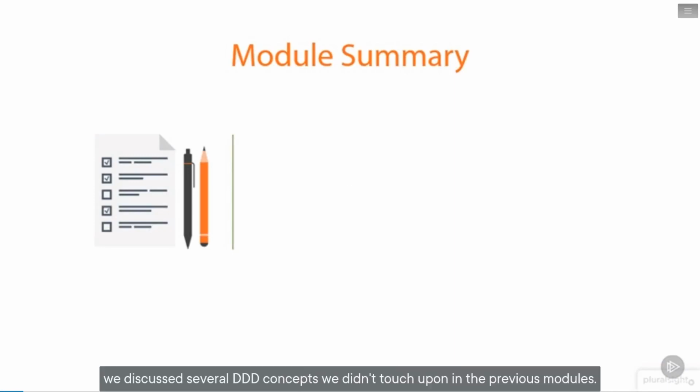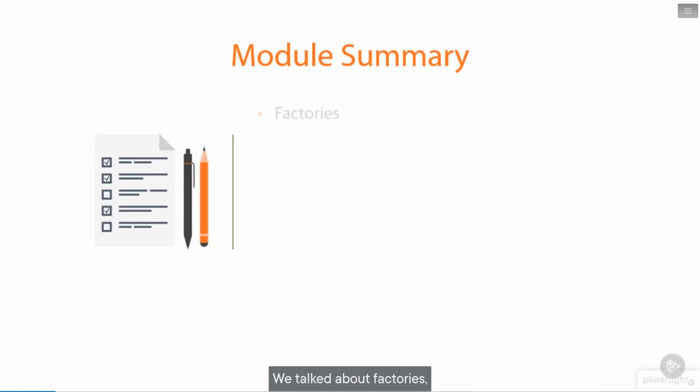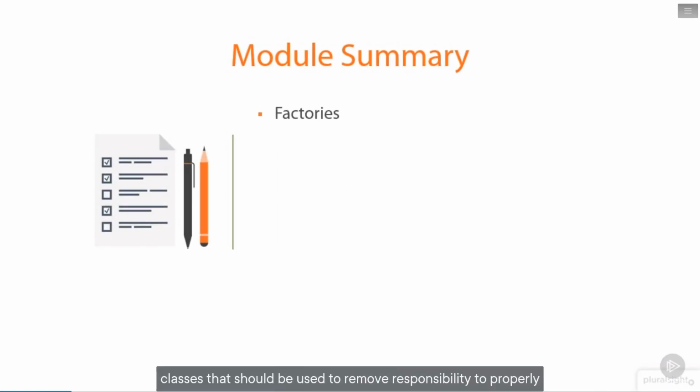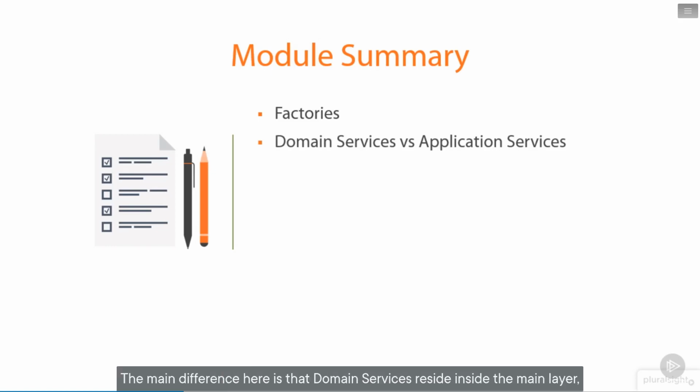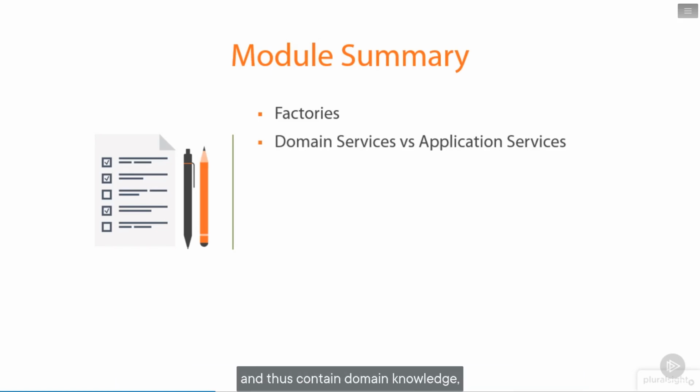In this module, we discussed several DDD concepts we didn't touch upon in the previous modules. We talked about factories, classes that should be used to remove responsibility to properly initialize domain entities from the entities themselves. It's a good practice to employ that pattern in case the initialization logic gets too complex. We looked at the notion of domain services and how it differs from application services. The main difference here is that domain services reside inside the domain layer and thus contain domain knowledge, whereas application services coordinate the work between the domain layer and the outer world.